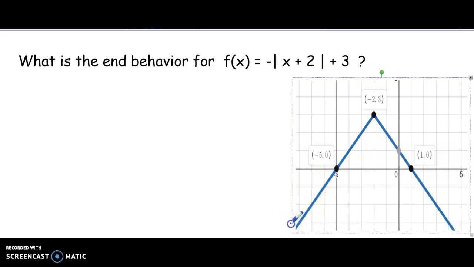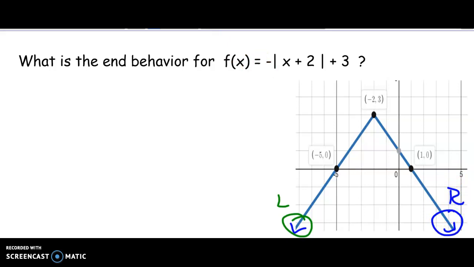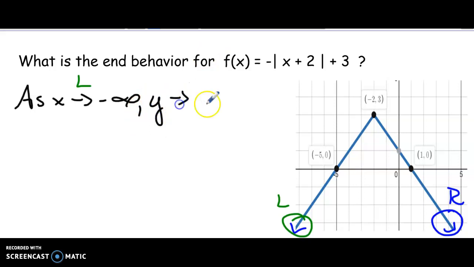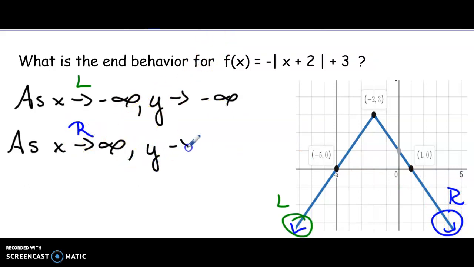What's the end behavior? All right, keeps going. Whenever you see the term end behavior, I've asked you to circle the left end and the right end and label them. And so we have 2 statements. As x approaches -infinity, remember that is our left end, y is pointing downward, so it approaches -infinity. As x is approaching +infinity, that's the right end of my graph, y is also pointing downward, so y is still approaching -infinity.